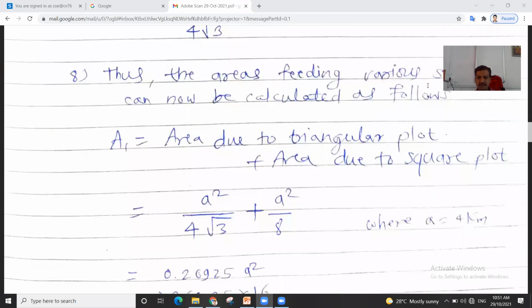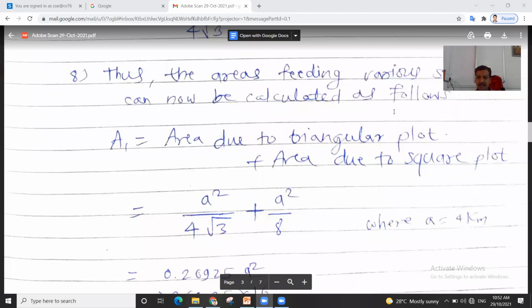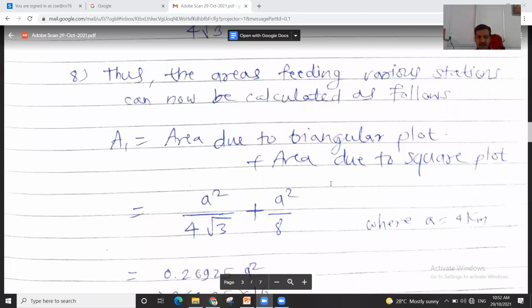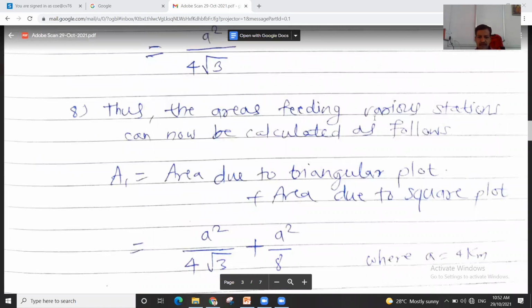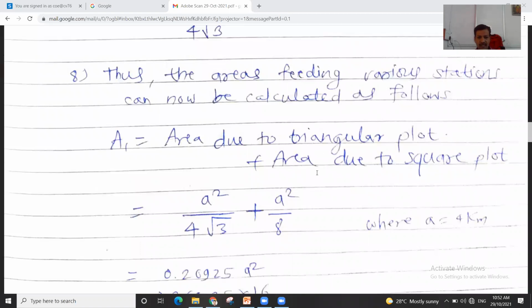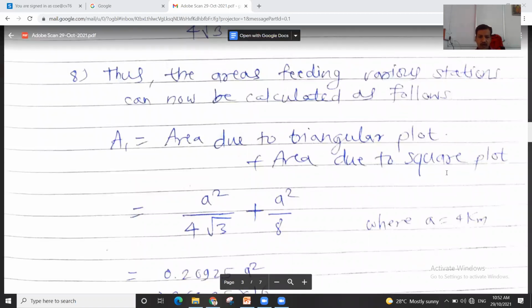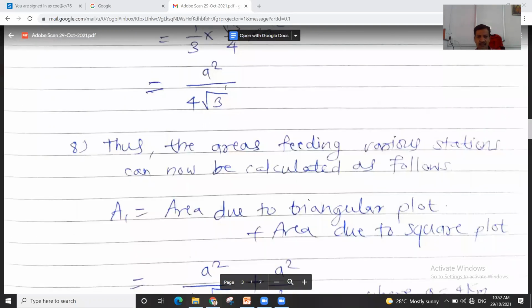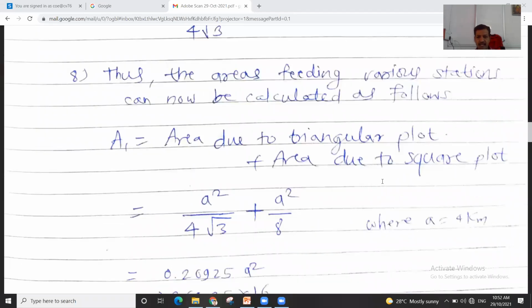Then the areas feeding the various stations, that is calculated. So A1 is the area due to triangular plot plus area due to square plot. Area due to triangular plot we have found here A square by 4 root of 3 plus area due to square plot is A square by 8.